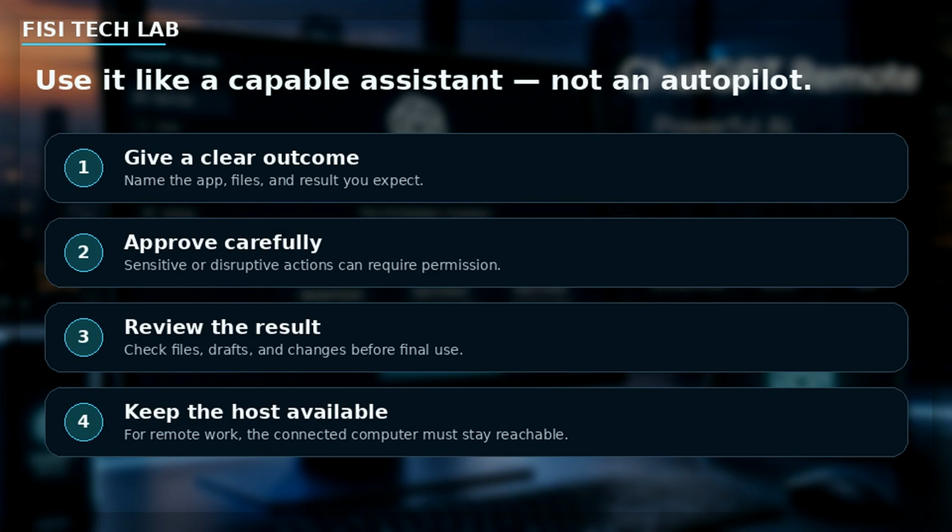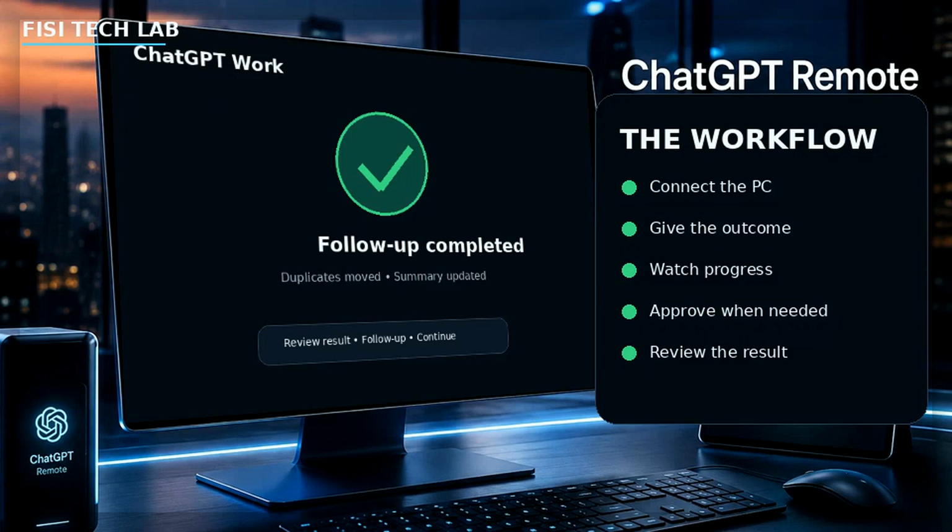The real advantage is not simply replacing clicks. It is being able to delegate a complete outcome, stay informed while the work is happening, and spend your attention on decisions that actually need you. Connect the computer. Describe the outcome. Watch the progress. Approve when needed. Review the result. That is ChatGPT remote and computer use.